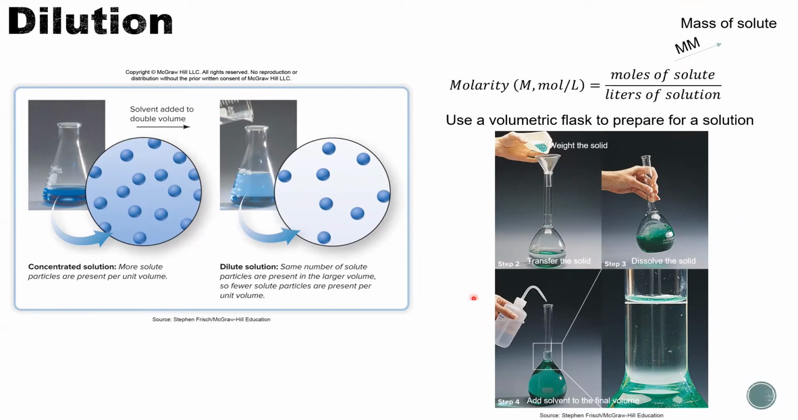So the whole procedure is about dilution. We add more solvent into a solution. On the other side, we can evaporate some of the solvent and make the concentration of the solution higher, so we can concentrate the solution. But in either case, the amount of solute does not change. And that gives us a very good equation to calculate dilution-related problems.